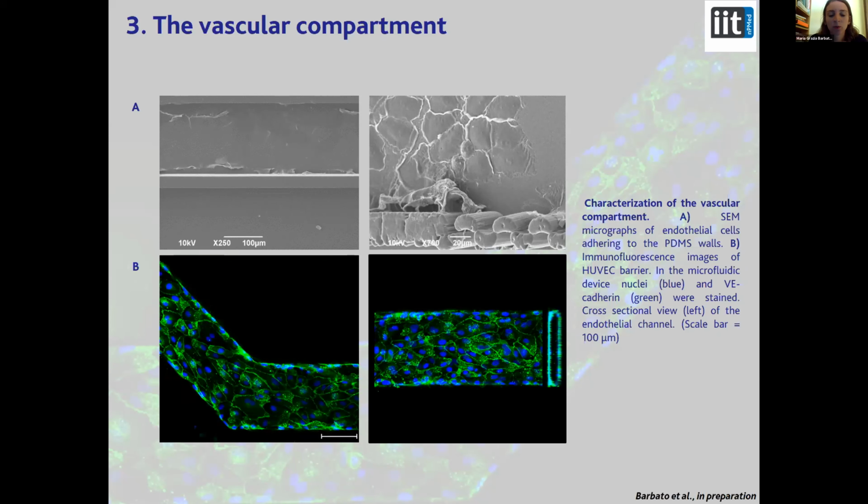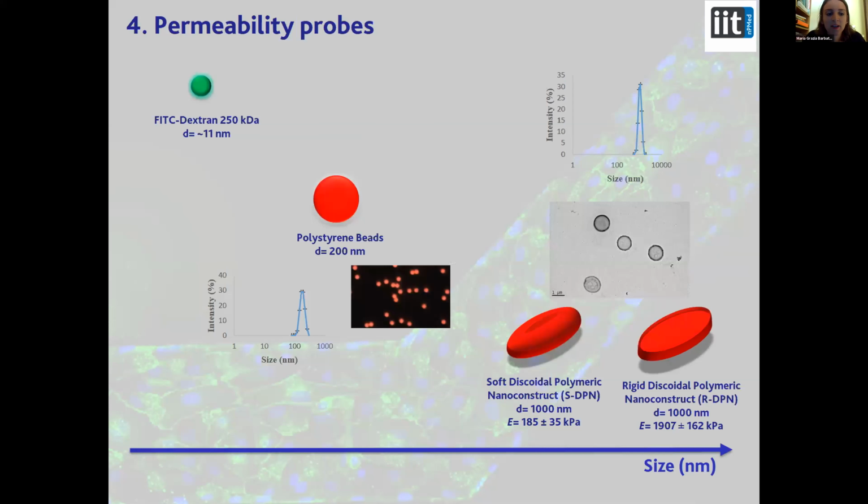At this point, we decided to test different types of particles, and we started from 11 nanometer, like Dextran 250K, through 200 nanometer beads, and we also tested 2 different platforms that we are developing in our lab, that are soft discoidal polymeric nanoconstructs and also rigid discoidal polymeric nanoparticles that are around 1 micron.